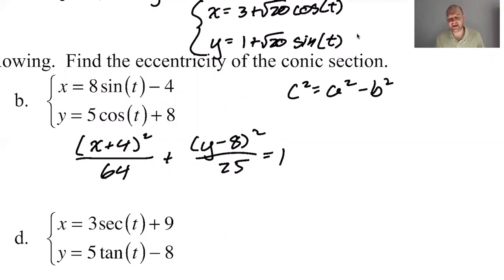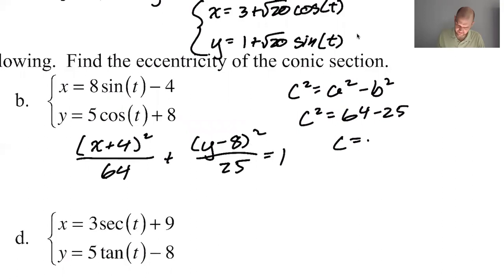I mean, you can mess that up, but if you mess it up, you're going to get c squared equals a negative, which doesn't make any sense. So then you're like, oh, I got to switch those again. So c squared is 64 minus 25. So 64 minus 20 is 44, minus 5 is 39. So c is radical 39, which makes our eccentricity c over a, radical 39 over the bigger one, so 8.